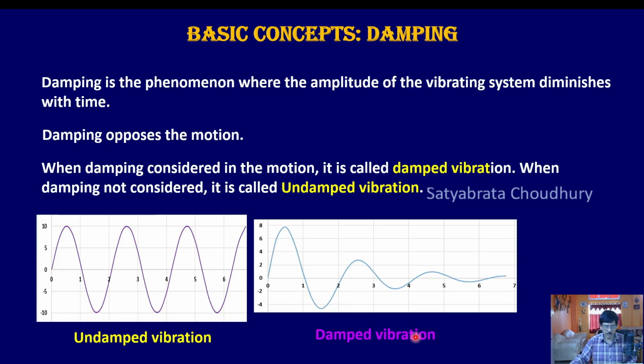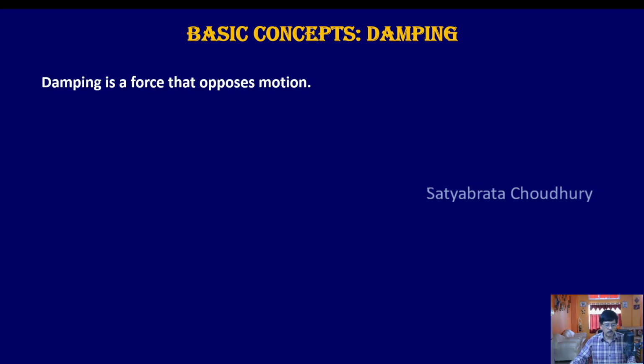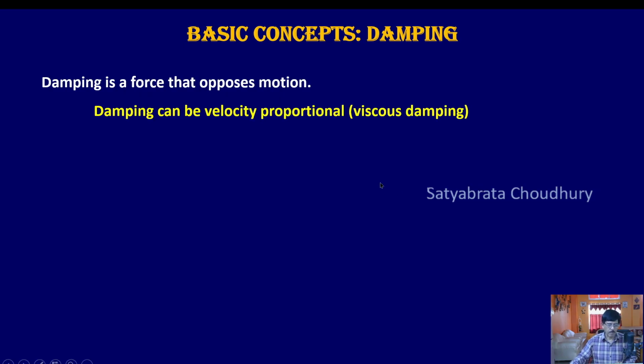But if it is damped vibration, then the peak amplitude in the first half cycle is this, then in the second half cycle it is less, in the next half cycle even less, and gradually it diminishes and finally comes to a standstill condition. This is called damped vibration. As we have said, damping is a force that opposes motion. So let us try to understand that force.